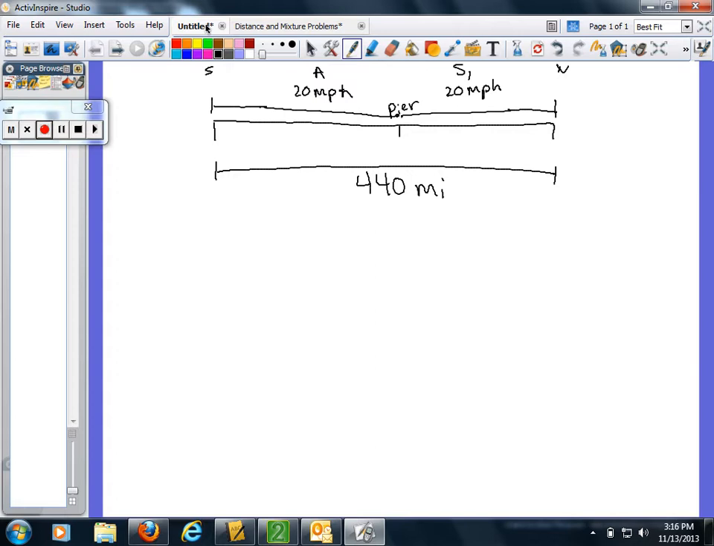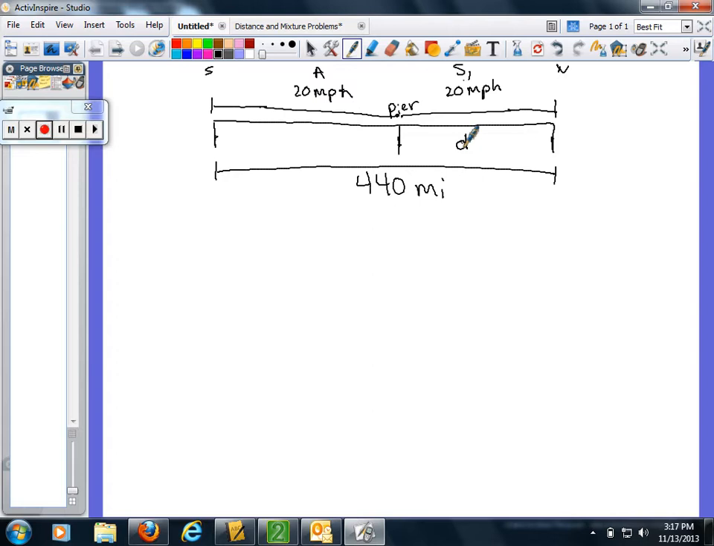Okay? So what we need to decide then is, well, how far did the ship travel and how far did the aircraft carrier travel? So what I know is the distance from here to here plus the distance from here to here is going to equal 440 miles. We don't know how far the ship traveled and we don't know how far the aircraft carrier traveled. So we're going to call this D. We're going to say that the ship traveled D miles.